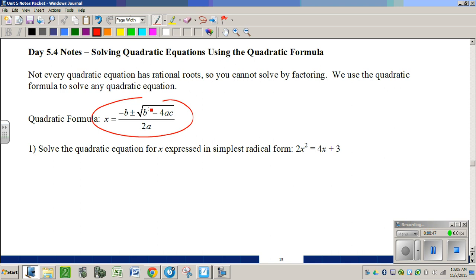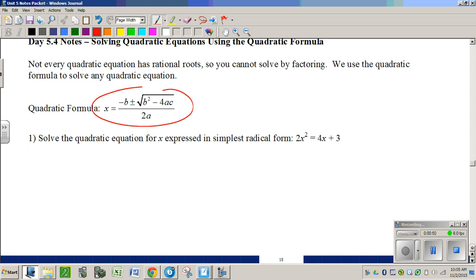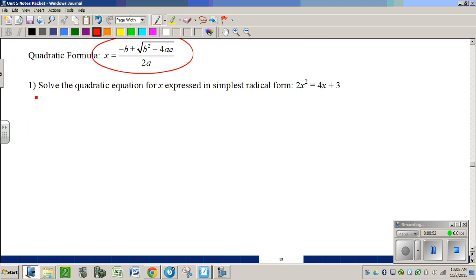So we're going to solve for x. First thing is you want to make sure that your quadratic is equal to 0. So I'm going to move everything over with my x squared term. So it's going to be 2x squared minus 4x minus 3 equals 0. I am going to identify my a, b, and c values. A is 2, b is negative 4, c is negative 3.